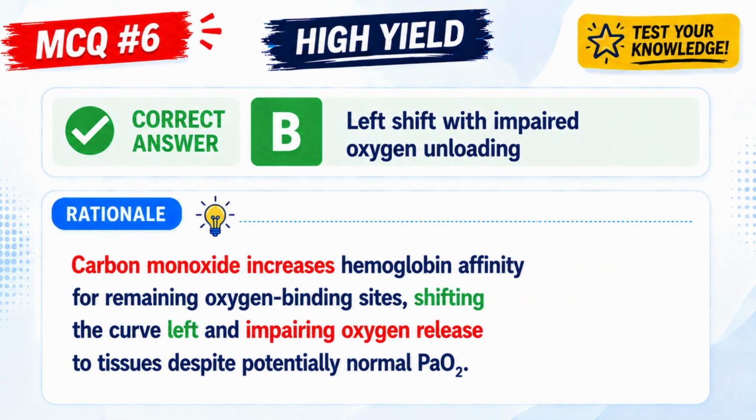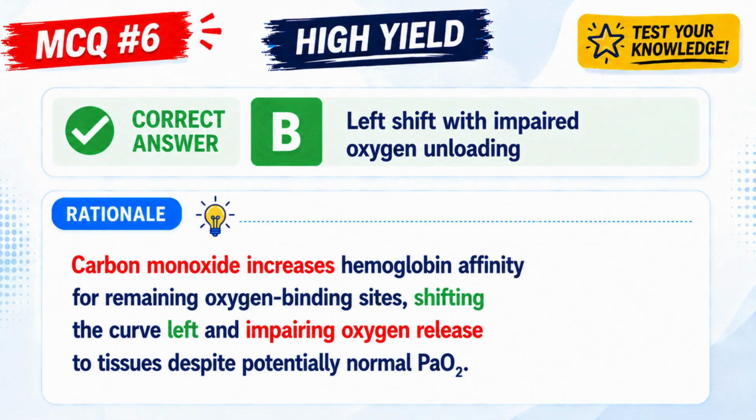The answer is B. Left shift with impaired oxygen unloading. Here's why. Carbon monoxide binds hemoglobin with approximately 200 to 250 times the affinity of oxygen. When CO occupies hemoglobin binding sites, two things happen simultaneously. First, those sites are permanently blocked. Oxygen carrying capacity is reduced.